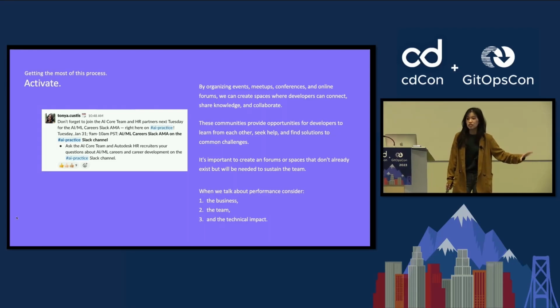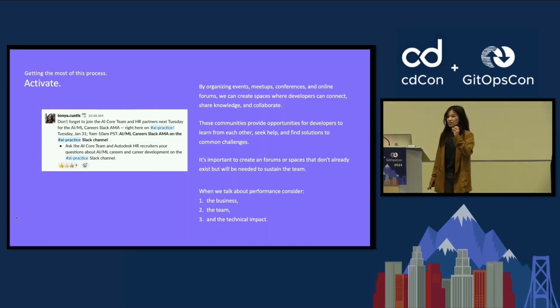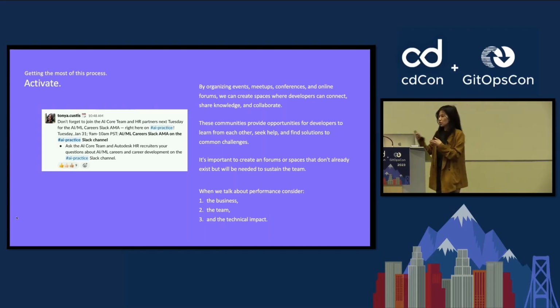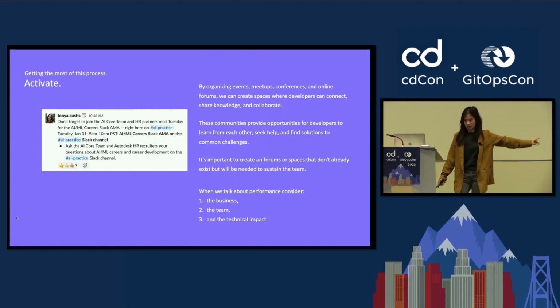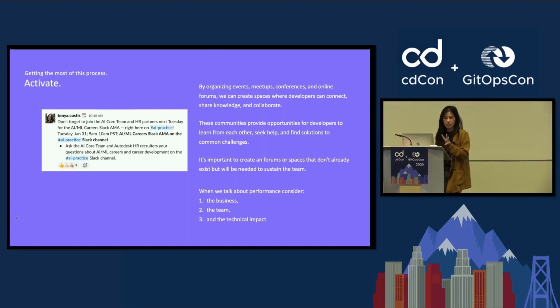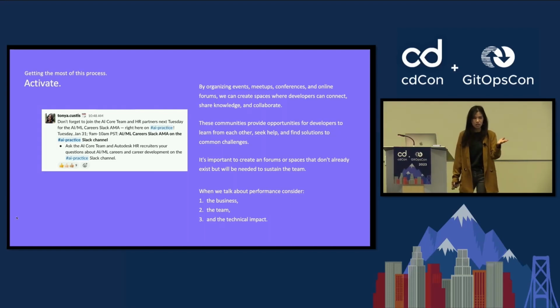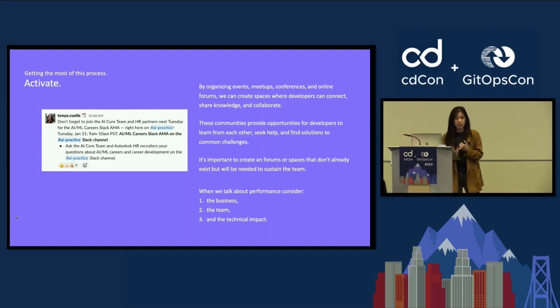The other thing about activating communities and people is you want to constantly give yourself momentum when you go and do this, because as much as you give, you want to receive back. So when I talk about performance, when I measure what's going on, or when I talk to business leaders about what exactly we're doing, I look at three things. And this is common, this is how I also manage engineers. I look at the business impact, the team impact, and the technical impact.